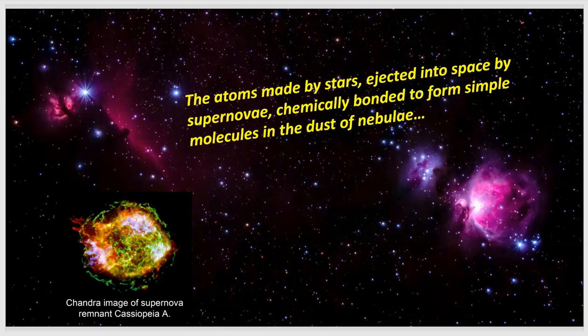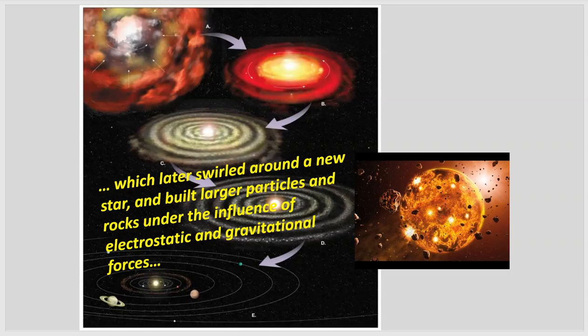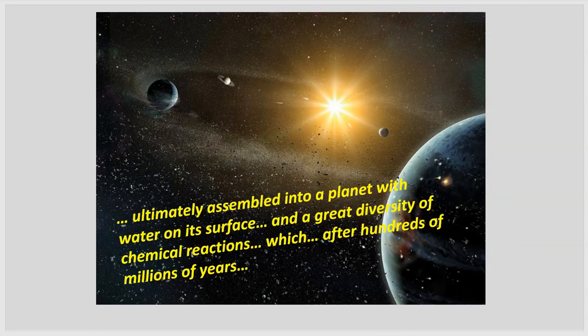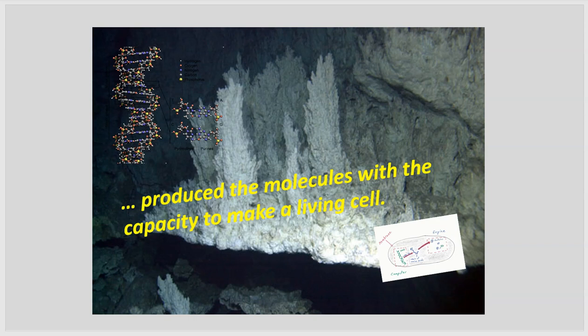So what's our story then? Well, the atoms made by stars, ejected into space by supernova, chemically bonded to form simple molecules in the dust of nebulae, which later swirled around a new star and built larger particles and rocks under the influence of electrostatic and gravitational forces, ultimately assembled into a planet with water on its surface and a great diversity of chemical reactions, which after hundreds of millions of years produce the molecules with the capacity to make a living cell.